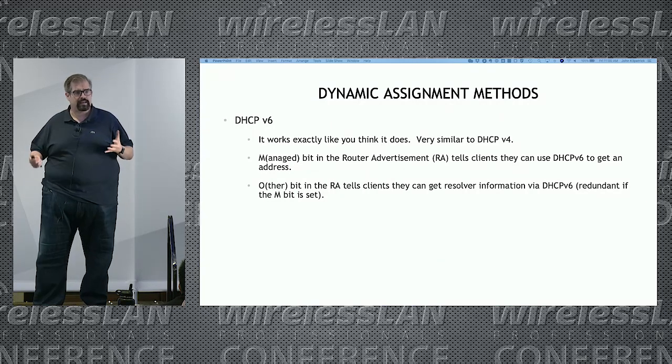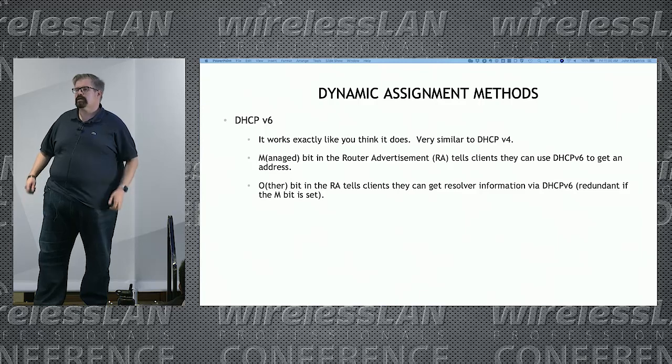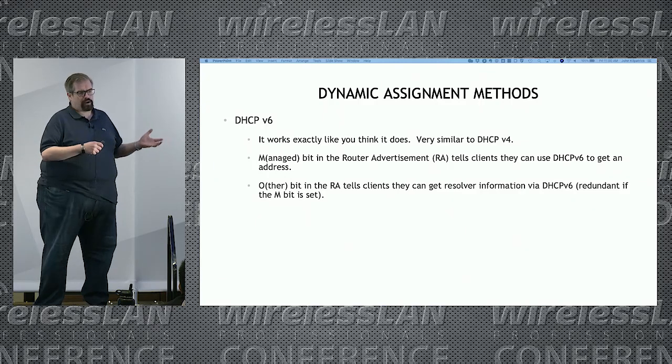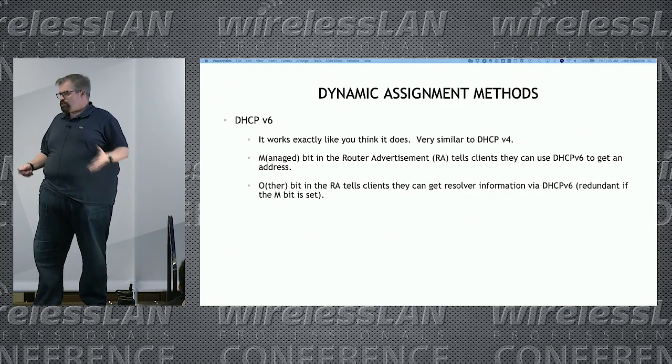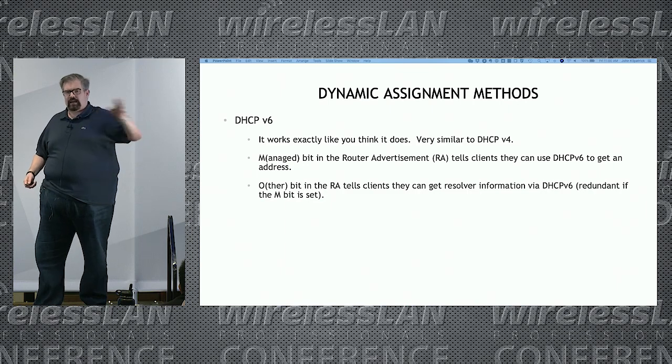You don't need to use DHCP6 to deliver resolvers. If you are dual stacking a network, and that's what we call it when you run IPv4 and v6 on the same subnet, you can do name resolution over IPv4 just fine. So usually just turning on the M bit and having it DHCP6 hand out addresses works just fine.